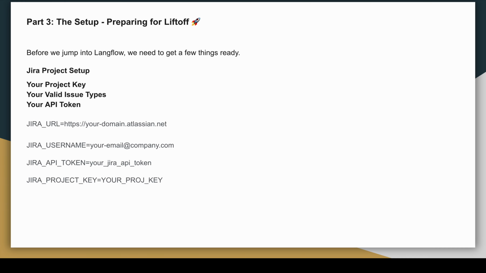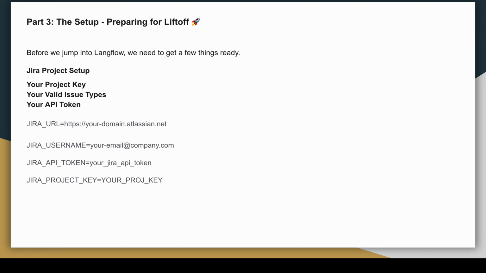And your valid issue type, go to the project settings and work types or issue types. You need to know the exact names like task, bug or story. Then you also need the API token. You need to generate a Jira API token for your account. So this acts as a secure password for the bot, and make sure that the user account associated with this token has the permission to create the issues in your target project.